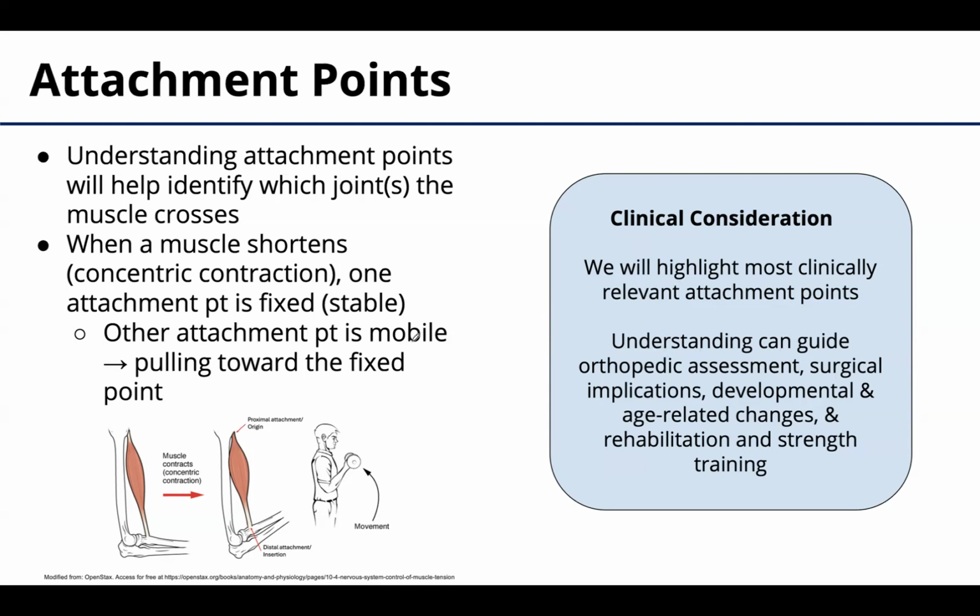Now, when a muscle contracts, specifically when it shortens, and really the real term for that is concentric contraction, one of these attachment points is going to be fixed or stable, not moving. The other attachment point is going to be more mobile, so it will pull the bone that the distal attachment is on towards the fixed attachment point.